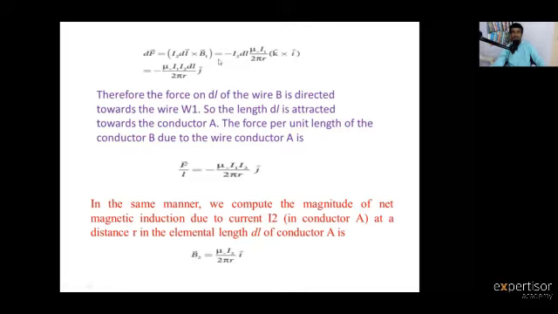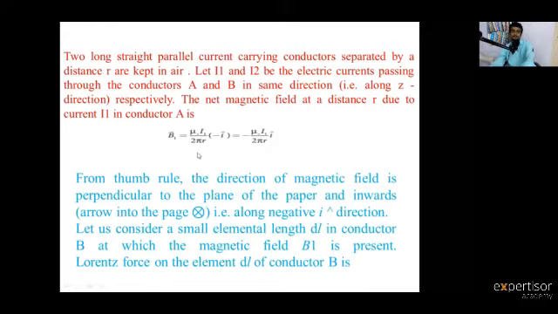So based upon that, B1 is minus mu naught I1 into i cap divided by 2 pi r.